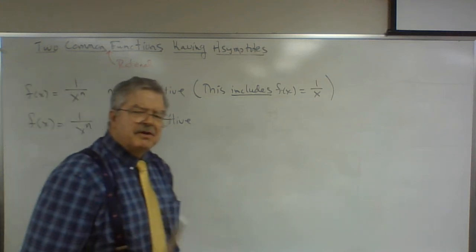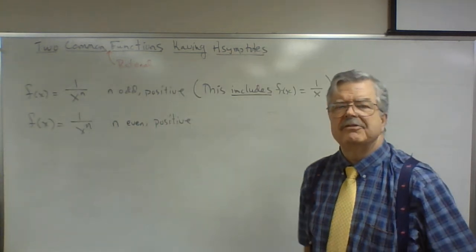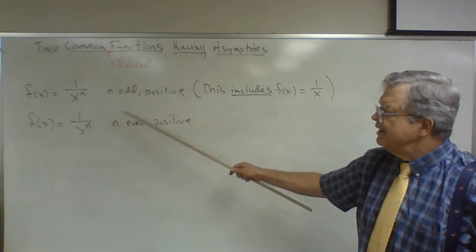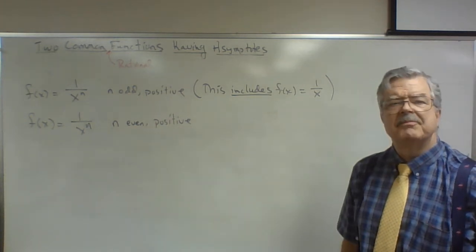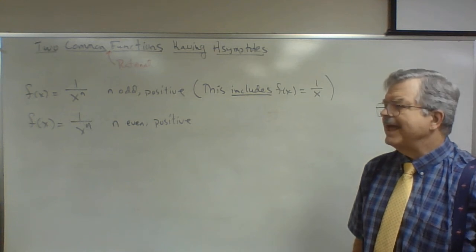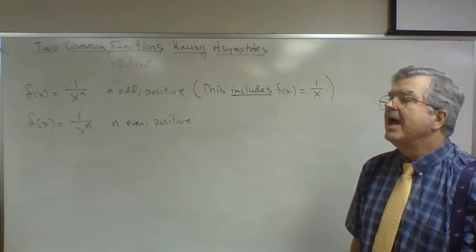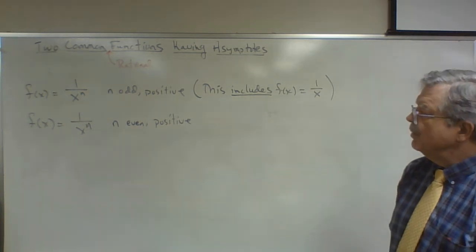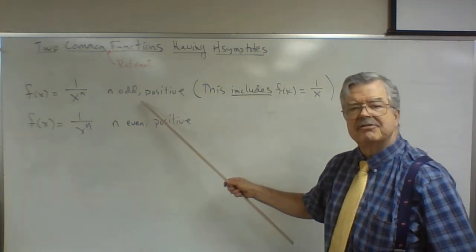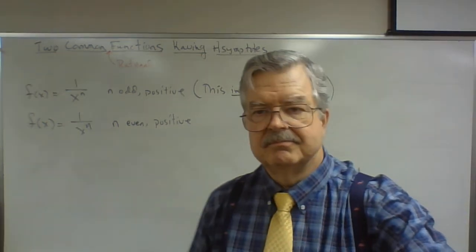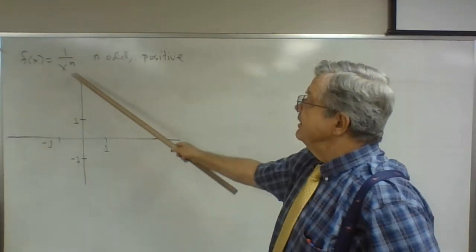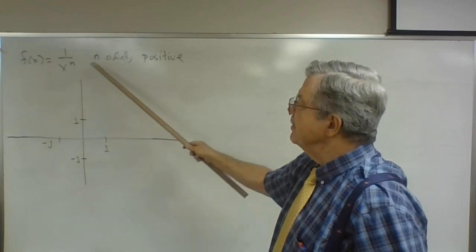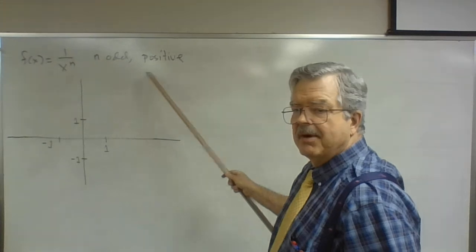We want to know what the graphs of these two functions look like, because both of these functions are typical of functions that have asymptotes. So let's look at 1 over x to the n, where n is odd first. First, let's study the graph f of x equals 1 over x to the n, where n is odd and positive.